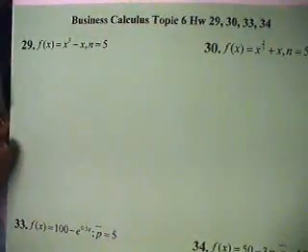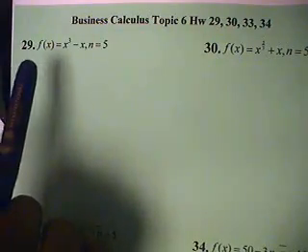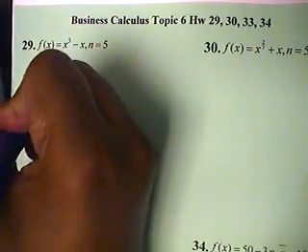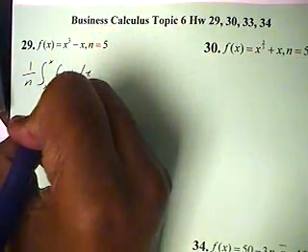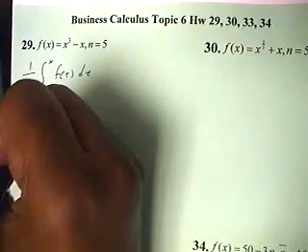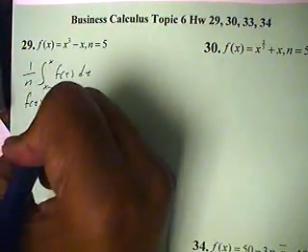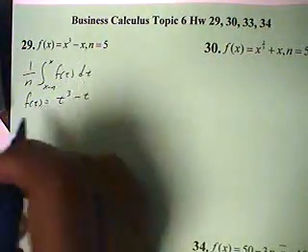Business Calculus, Topic 6, Homework Problems 29, 30, 33, and 34. On 29, we're looking for a 5-unit moving average. That formula will be 1 over n, the integral from x minus n to x of f of t dt. Okay, so we need to find what f of t is, and f of t is going to be t cubed minus t, from this one right here. So we'll put that in.